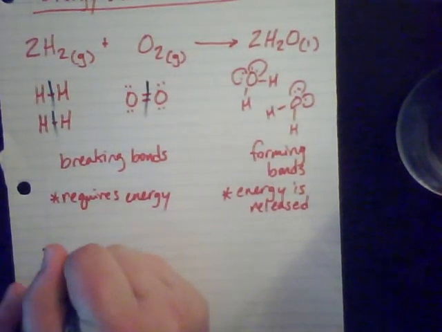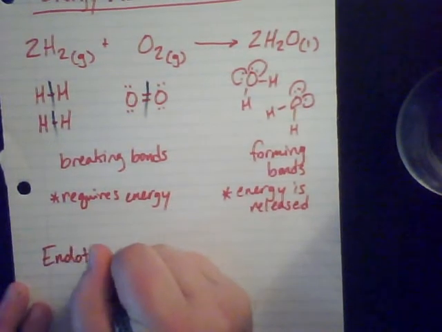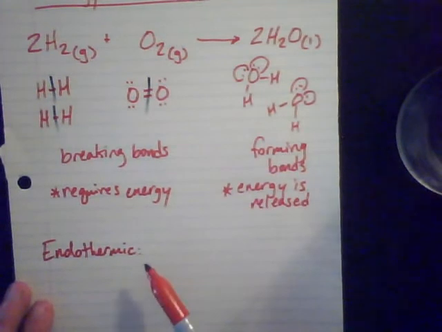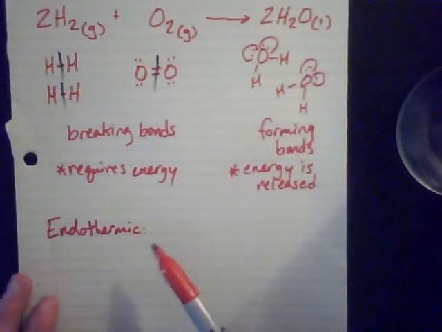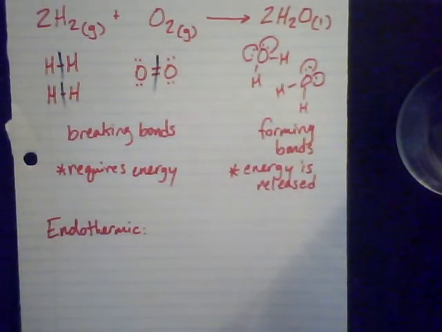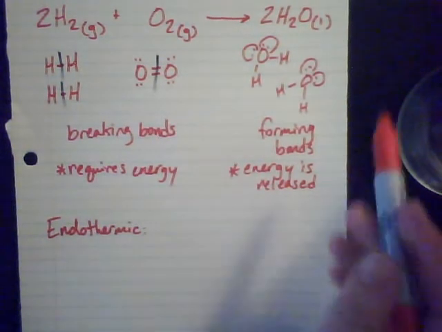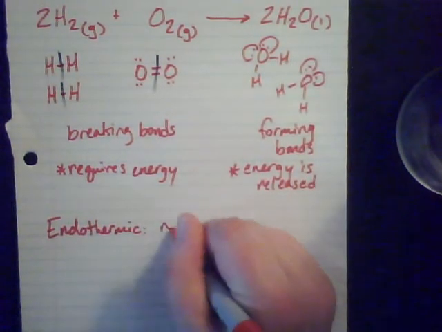And the first is endothermic, an endothermic process. You can see that I'm serious about energy because I'm in my red pen today. So endothermic reactions are reactions that require more energy than they release. So it takes more energy to break apart these chemical bonds than you get from reforming them.